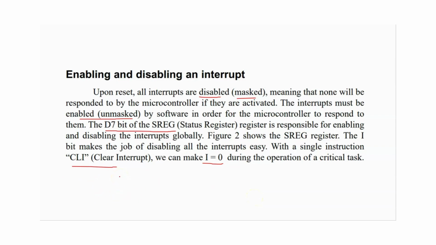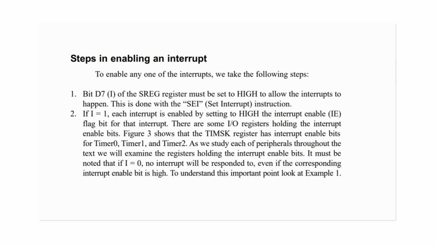The same process is used for enabling all the interrupts at global level if we make it 1. So we set this bit to 1 for enabling all the interrupts. Here it was mentioned, the D7 bit of the status register, which is the global interrupt enable. So this should be 1 for enabling all the interrupts at global level, and if it is 0, then all the interrupts would be disabled.